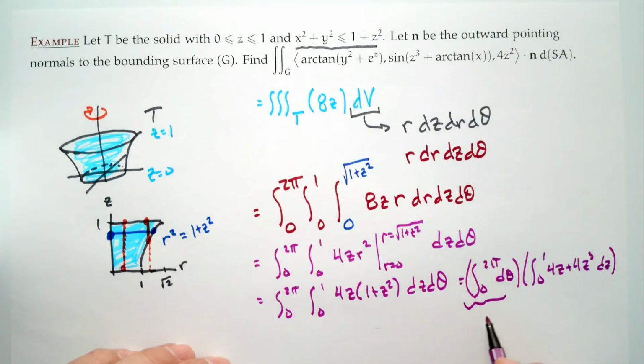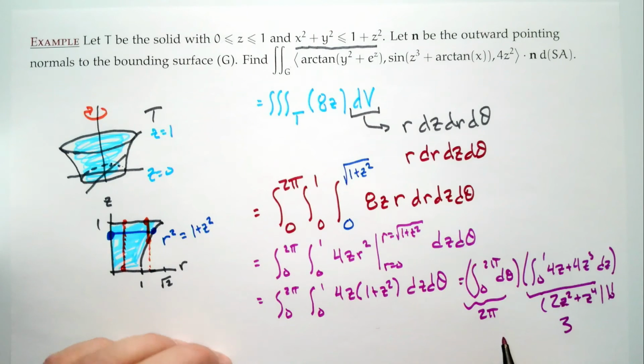Integral 0 to 2 pi of d theta, that's easy. We can do that one. What's the integral of 4z plus 4z cubed? 2z squared plus z to the fourth. Evaluate from 0 to 1, we end up with 2 plus 1, which is 3. Times 2 pi gives us our final answer of 6 pi. So, 6 pi. That's not so bad. Good. All right.